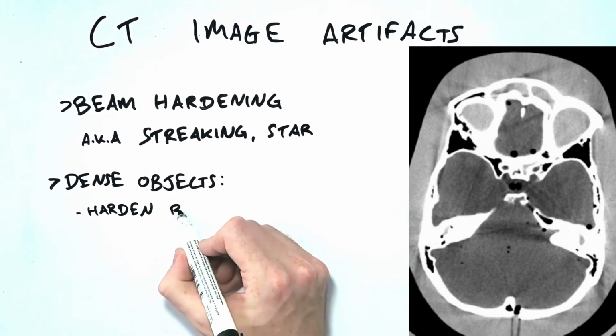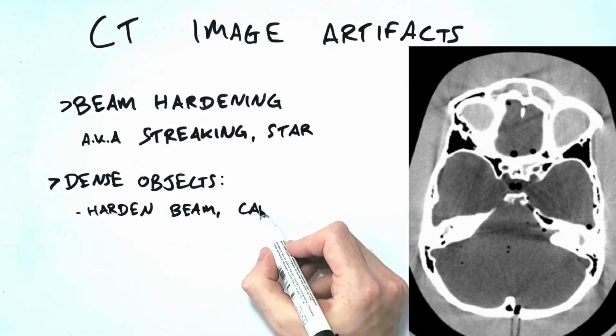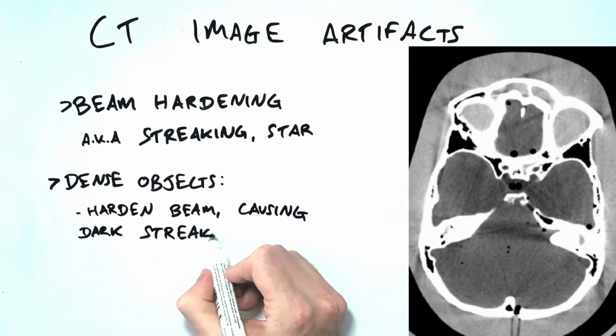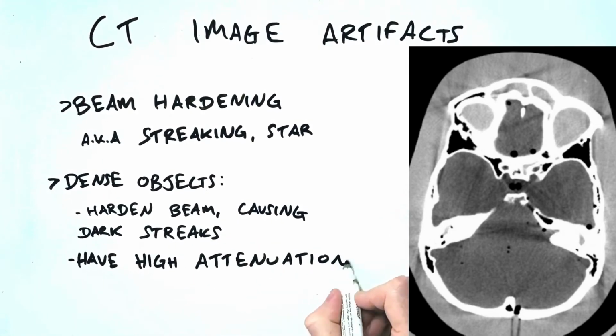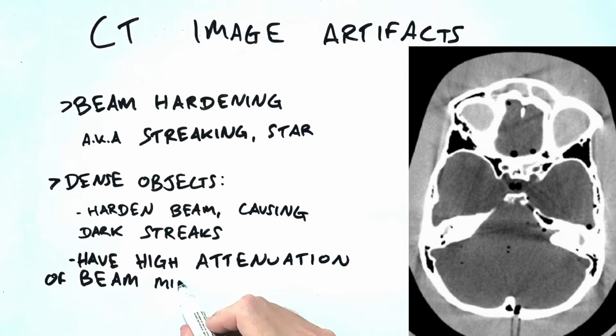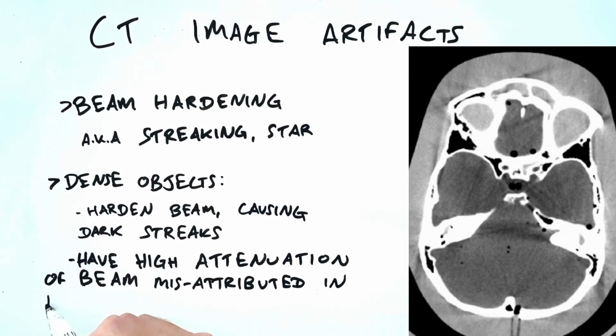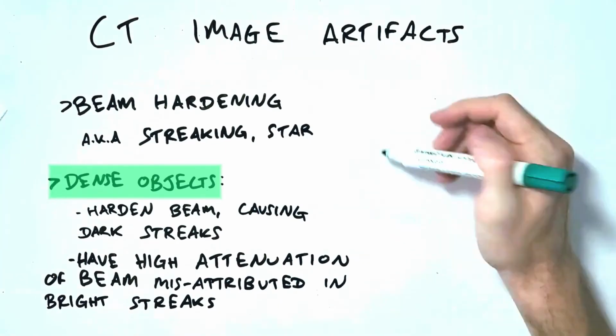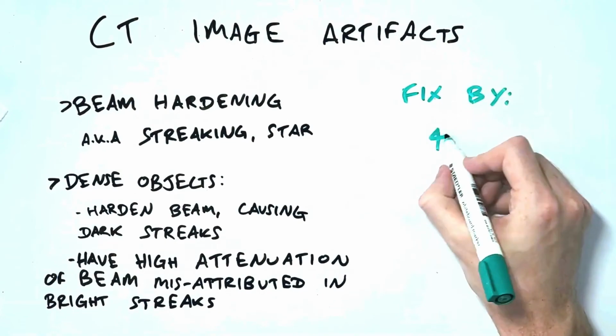The dark areas are the result of the beam having a higher average energy when passing through in that direction because the low energy photons have all been attenuated by the dense structure. And the bright areas are the result of some of that very high amount of attenuation being misattributed to nearby areas along the same projection pathway. If you want a simple answer as to why this happens, it's basically because we are scanning very dense structures which are beyond the optimal range of the scanner's capabilities.